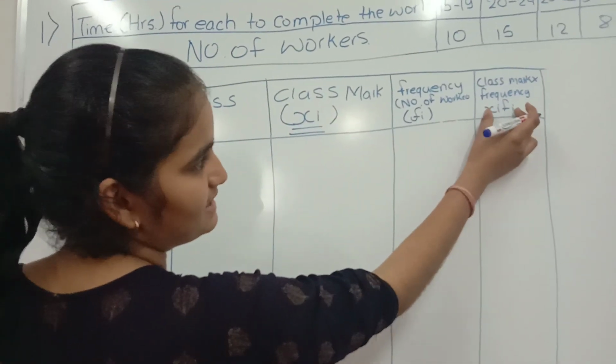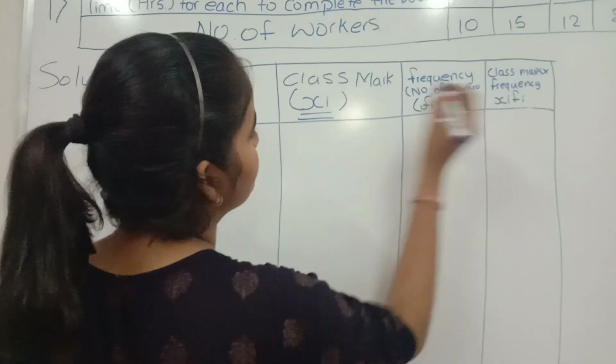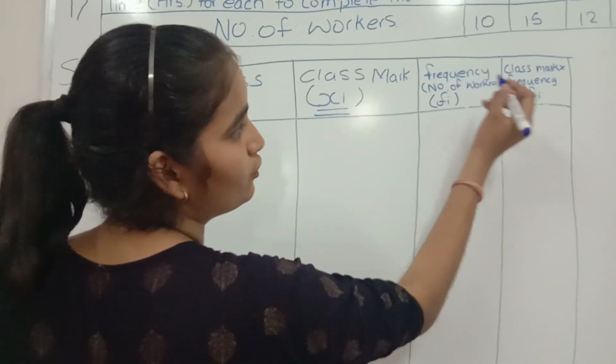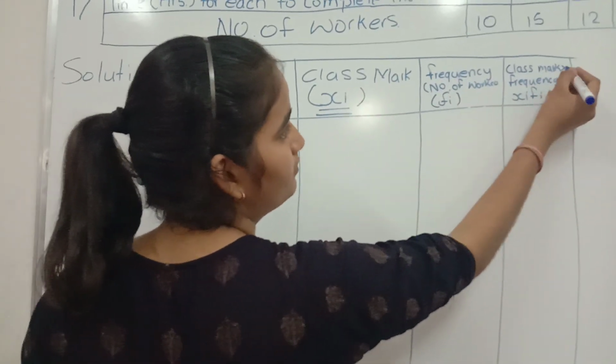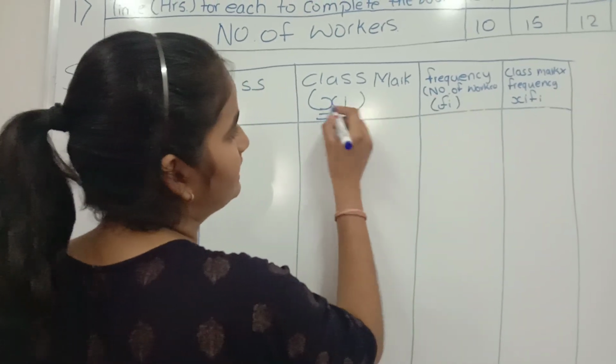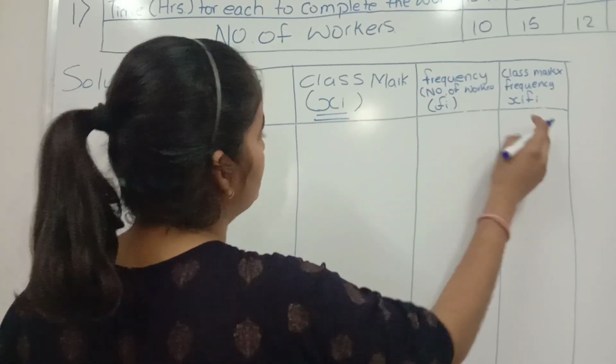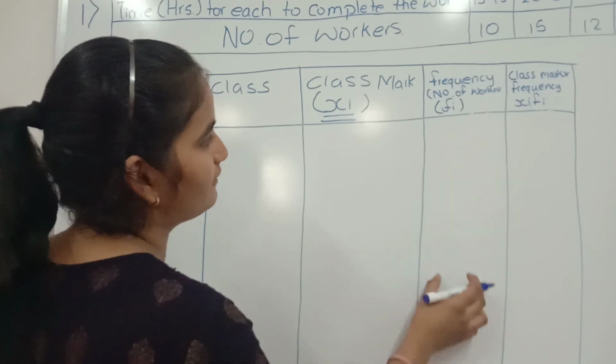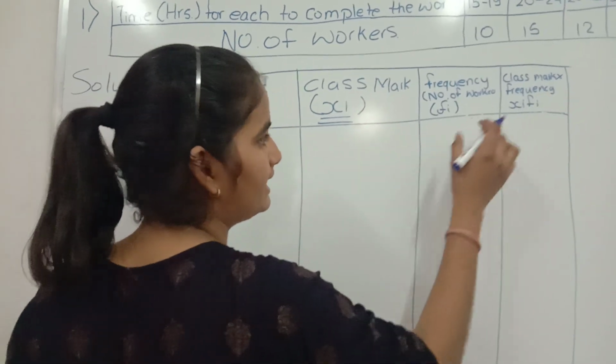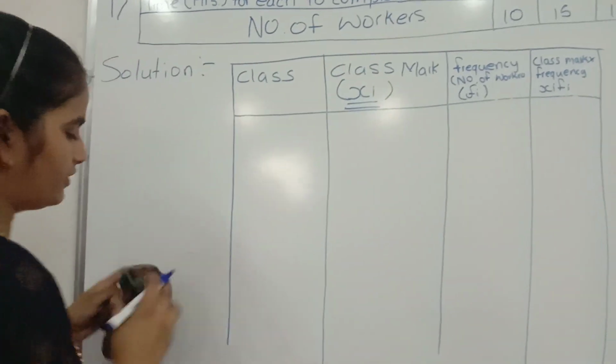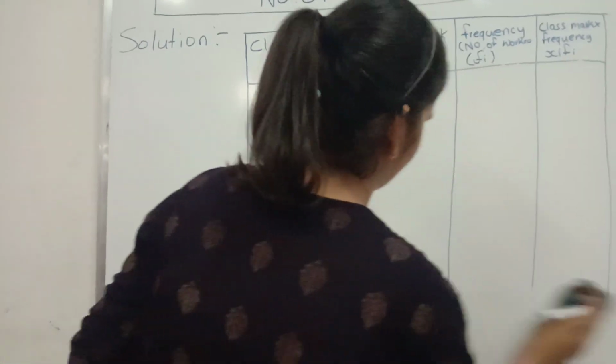Why do I take xi fi here? Because xi is known as class mark and fi is known as frequency, so we have to do the multiplication. So we take xi fi in the 4th column. Whatever comes in these two columns, we have to multiply them both, and then here will be the answer. Okay, let's find out. First we will discuss them.